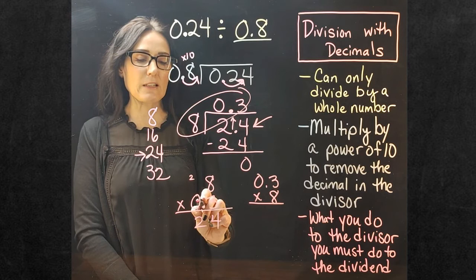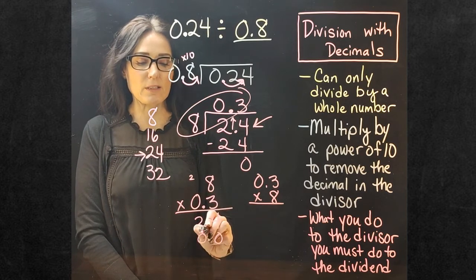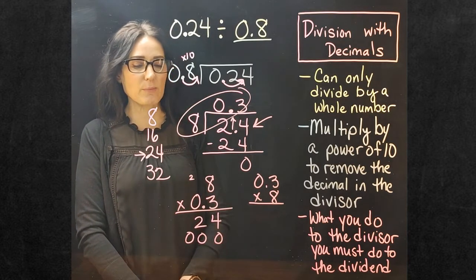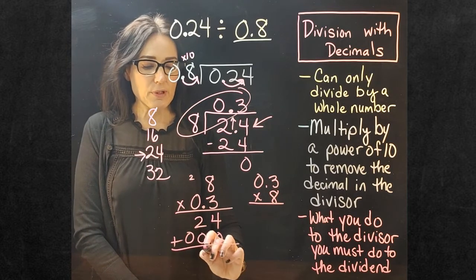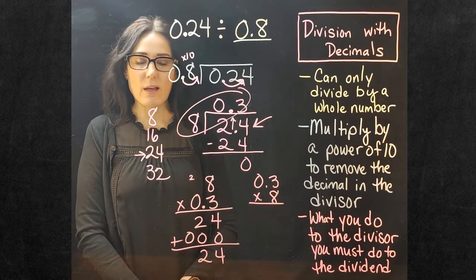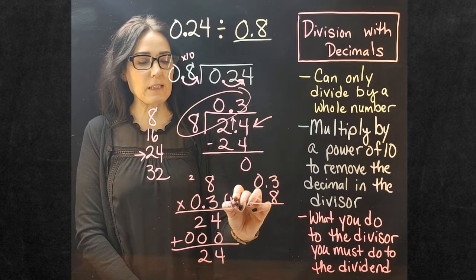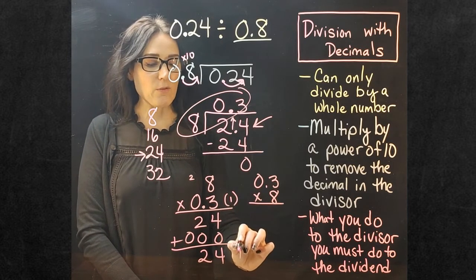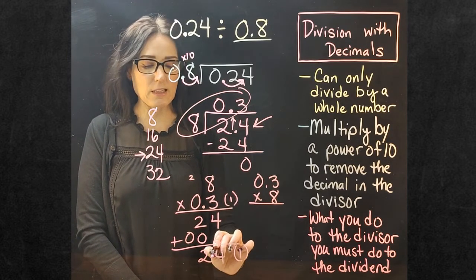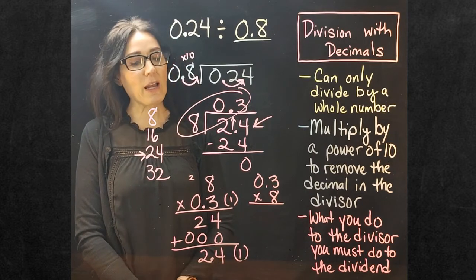Now I don't really need to take 0 times 8, but I can if I want. Okay, showing that that's all zeros. Okay, add this up. I get 24 tenths because there's one decimal here. I should have one decimal place in my answer. So we have done it correctly.